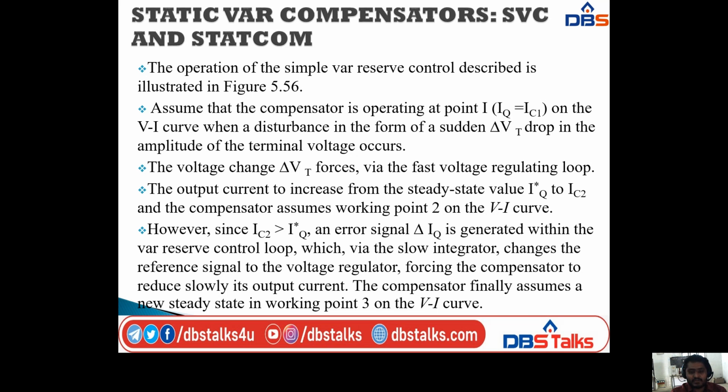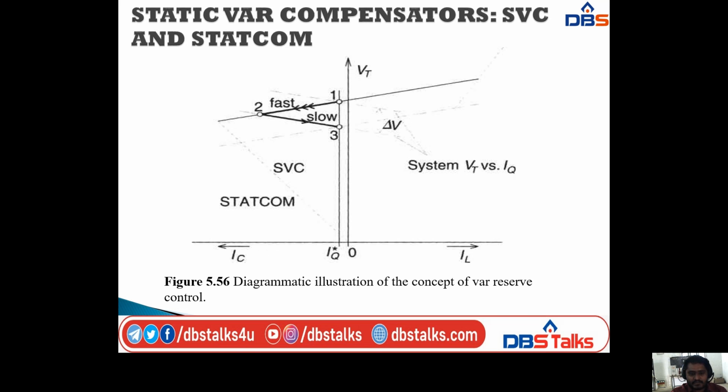Next, the output current increases from the steady state value, that is I conjugate Q, to IC2, and the compensator assumes working point 2 on the VA curve. So that is fast acting.